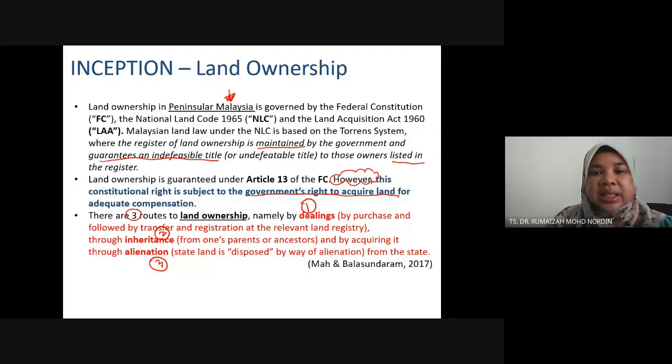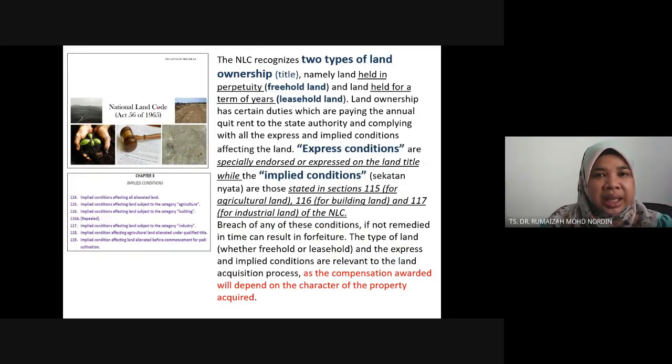However, dealings is when you purchase or transfer the registration with private ownership. But alienation is state land, meaning we take it from the state government or the government. And the other one is inheritance, meaning it is passed down from parents or ancestors. Alright, so ownership can be by dealings, inheritance or alienation. Okay, this is the National Land Code.